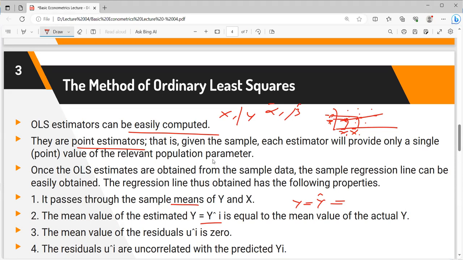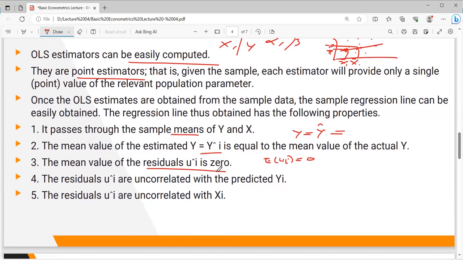So the mean value of residual ui is equal to 0. So in this line, we expect that the expected value of mu i is equal to 0. The fourth property is that your mu i, that is the error term, is uncorrelated with the Y. So your error term mu i will not correlate with the dependent variable.